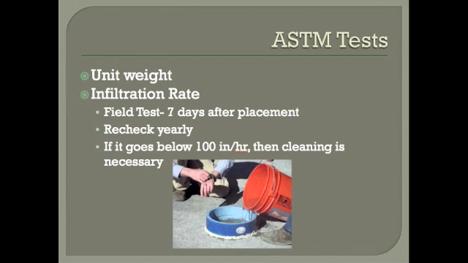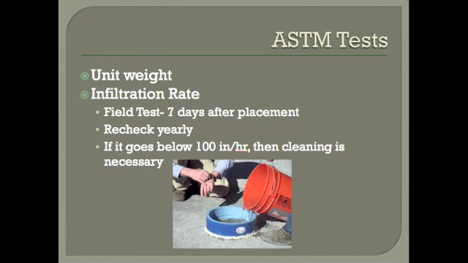The American Society of Testing Materials, or ASTM, only has 2 tests for pervious concrete. The first is fairly straightforward, and that is unit weight, which is the weight of a cubic foot of pervious material. The second is a little bit more complex, and that is the infiltration rate.